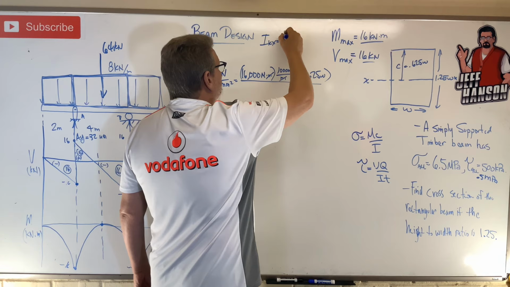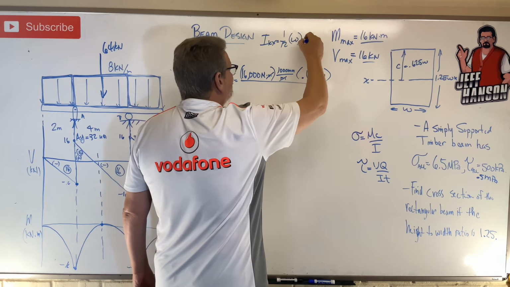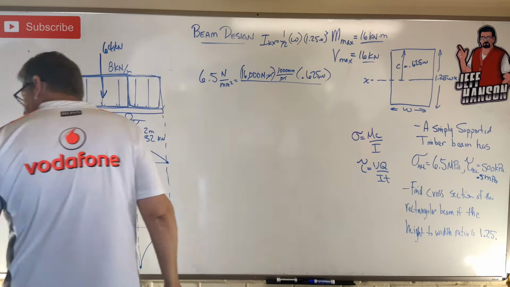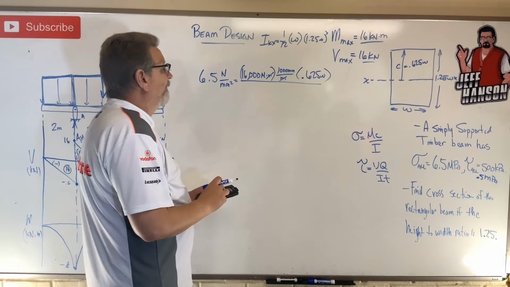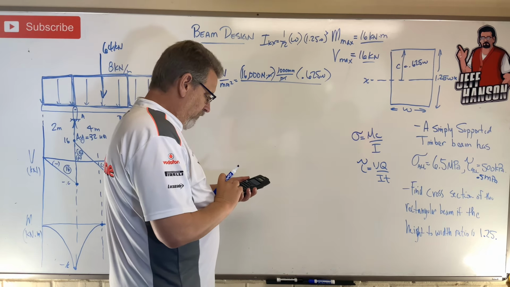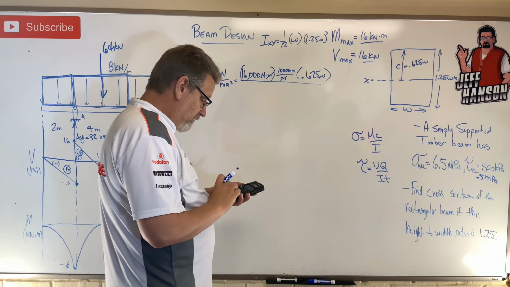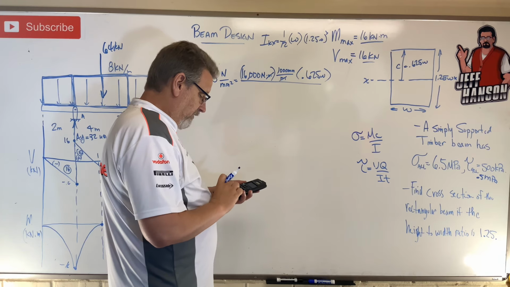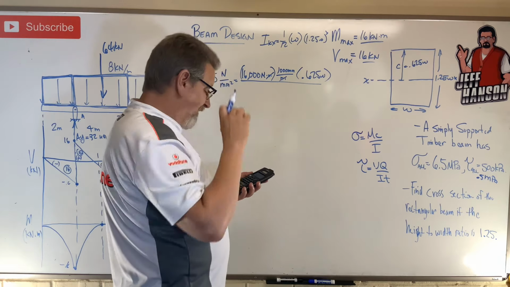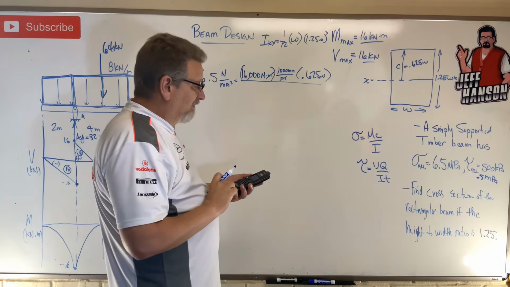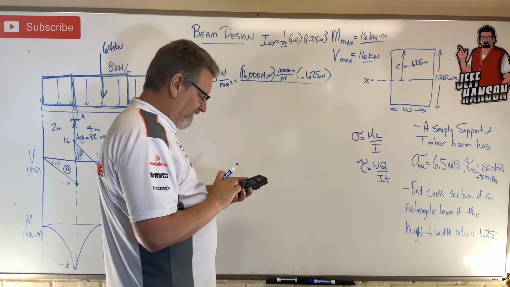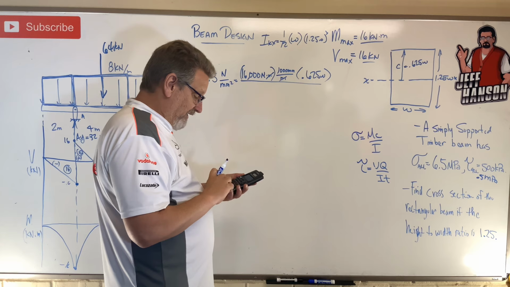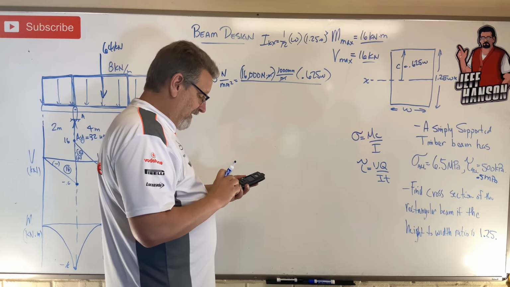Okay, how do I do I? I is equal to 1/12 the base times the height cubed, 1.25W cubed. Calculator, see you later. How much is that? 1.25 cubed equals, error. Something it didn't like about that. It's not 0.125, it's 1.25 cubed. Divided by 12 equals, why is it giving me an error, y'all?